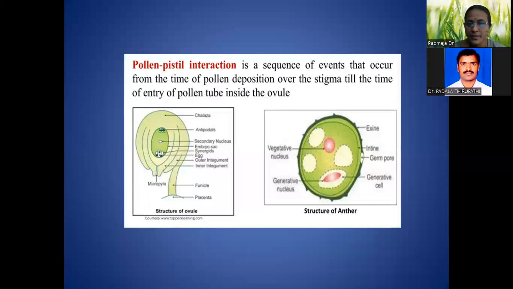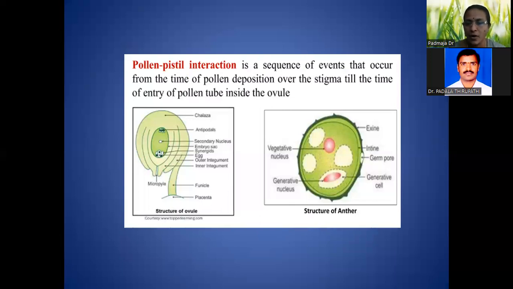Inside this, in the pollen grains, we are seeing the vegetative nucleus and the generative nucleus. Later, this spindle-shaped generative nucleus divides to give rise to the male gametes. With these male gametes at the 3-celled stage, these pollen grains fall on the pistil or the stigma.